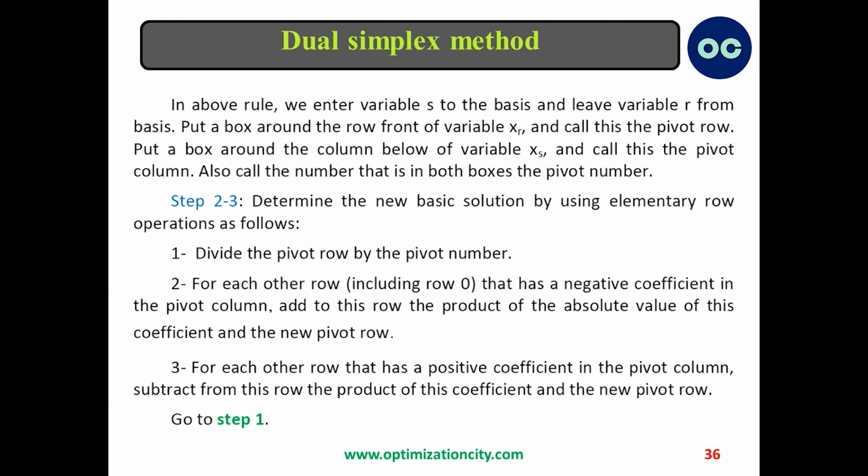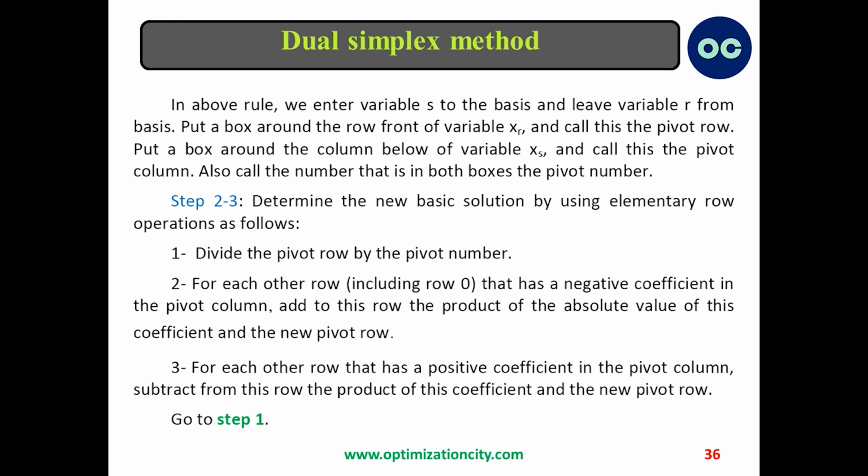Based on the above rule, that test, enter variable S into the basic and remove the variable R from the basic. Box the row in front of the XR and label it the pivot row. Box the column below the variable S and label it the pivot column. The number common to the boxes in the row and column is called the pivot number.